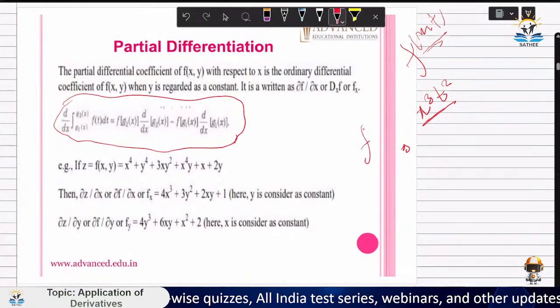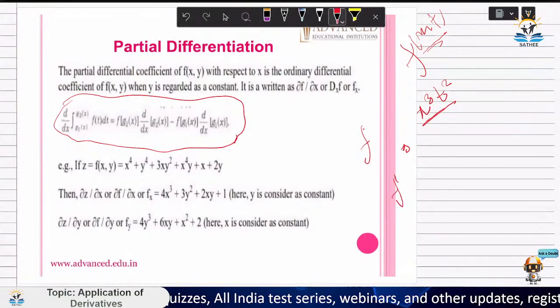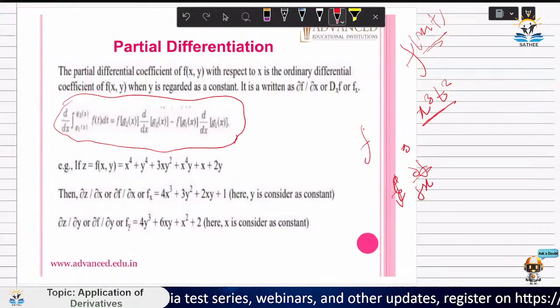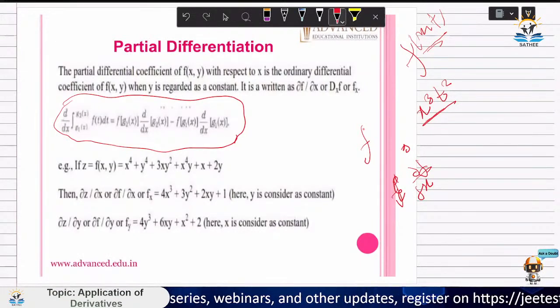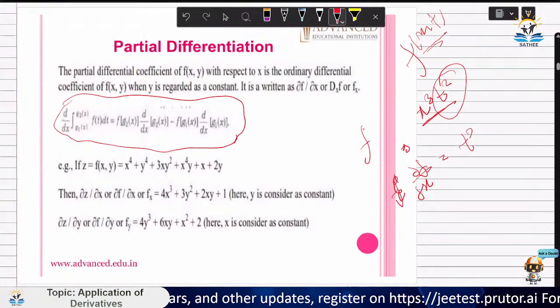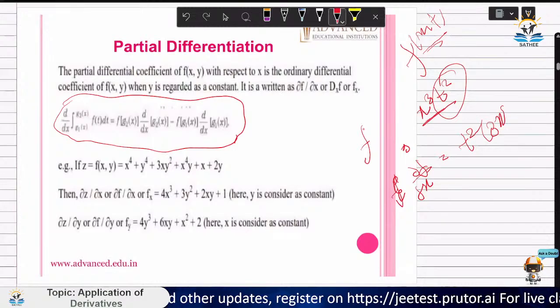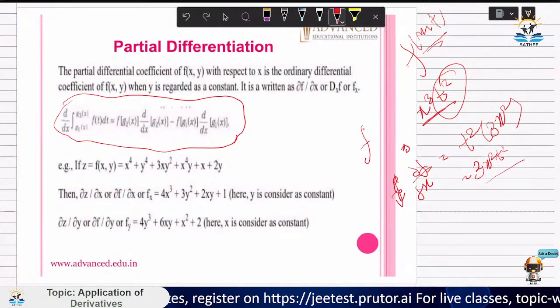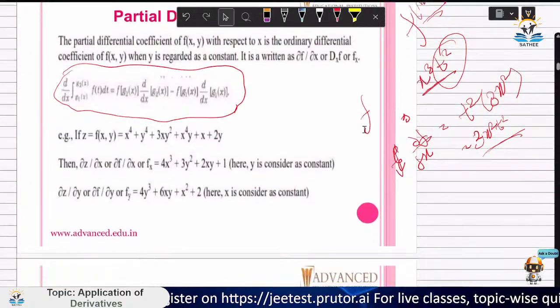So what we have is del f by del x. This is the partial differentiation representation. We take t square as constant and differentiate x cube, so we have 3x squared t square as our partial derivative.